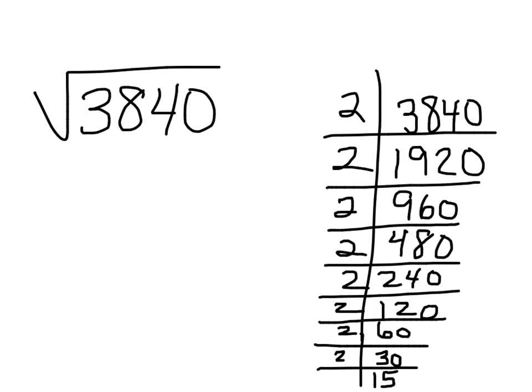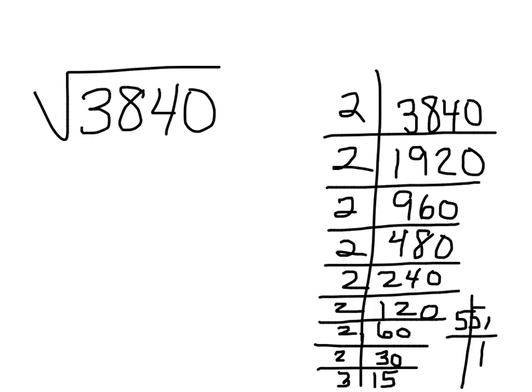Now, does 2 go into 15? No. The next prime number is? 3. Does 3 go into 15? Yes. How many times? 5 times. Then, does 3 go into 5? No. Does 5? Yeah.